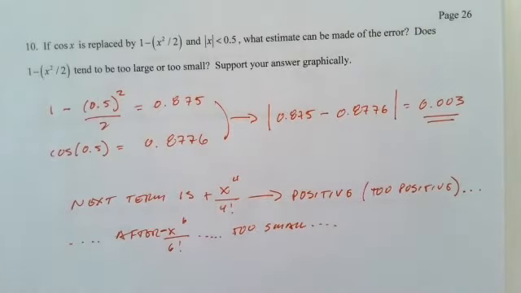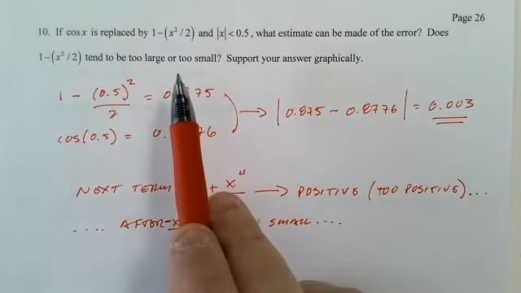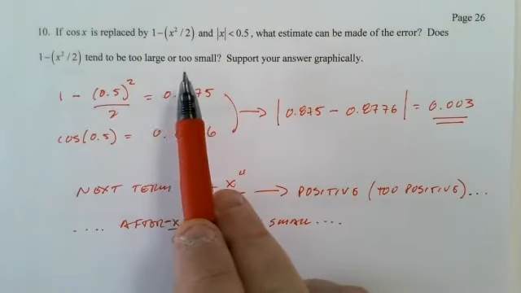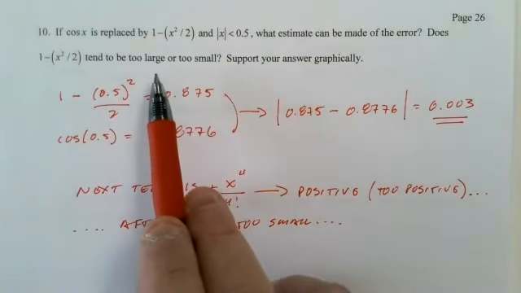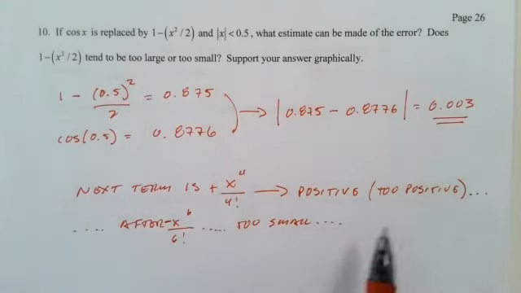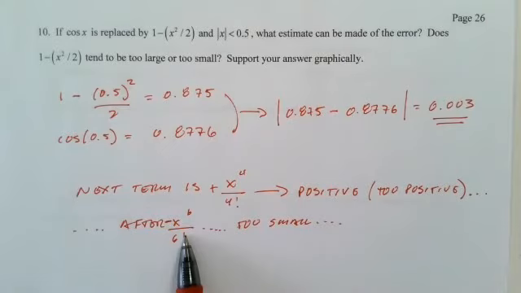Now, it's not clear what they're asking for. Are they saying, is our answer accurate enough? Is it too big an error or too small an error? No, what they appear to be saying is, are we above or below? So we were below, after that we'd be above, after that we'd be below, but it'd be going closer and closer, all right?